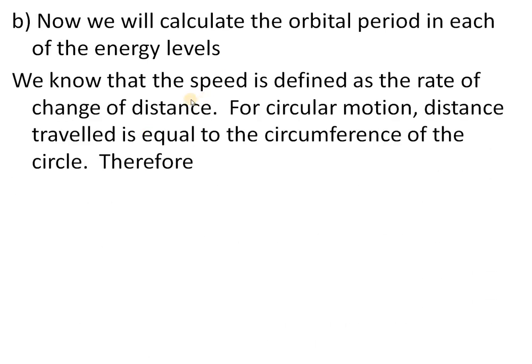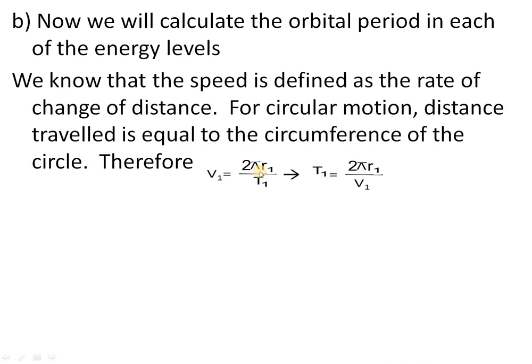We know that speed is defined as the rate of change of distance. For circular motion, distance travelled is equal to circumference of the circle. So when the electron revolves once, the distance travelled by the electron is equal to circumference of the circle. As we know, speed is nothing but distance by time. Distance is equal to circumference. Circumference is equal to 2 pi r. So we can write V1 is equal to 2 pi r1 by t1. V1 is nothing but speed of the electron in the first orbit.